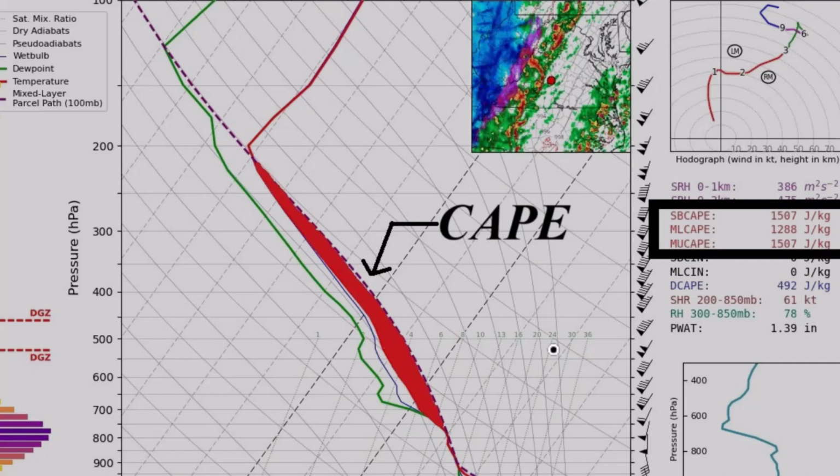Now, CAPE is one big factor for these developing thunderstorms, but to get a tornado on the ground, probably the most important thing is to have changing winds with height or wind shear. I want you to take a look at the upper right-hand corner. I'll draw an arrow to it now. There's a box called the hodograph, which is a measurement of wind speed and direction in the troposphere.